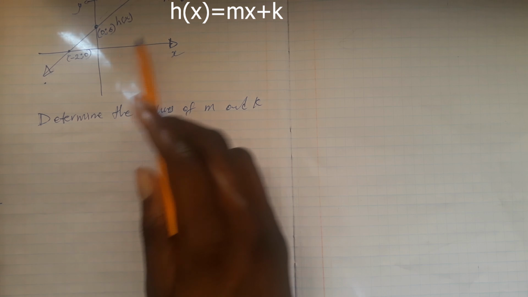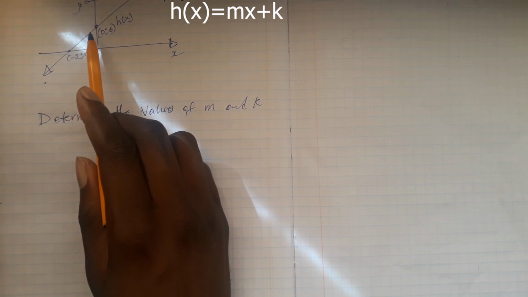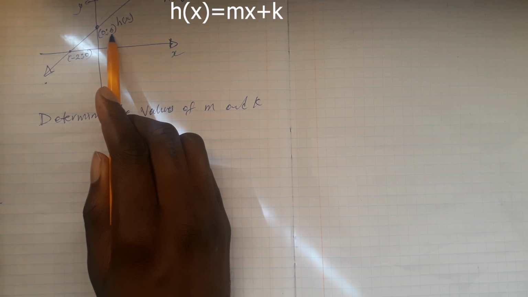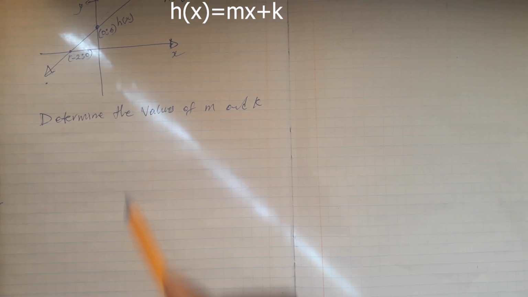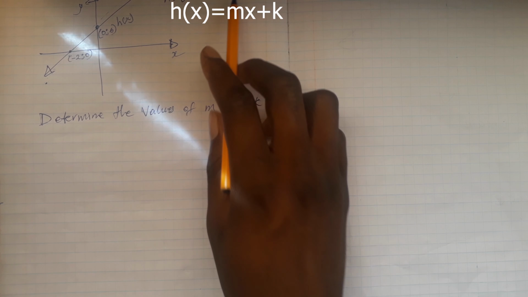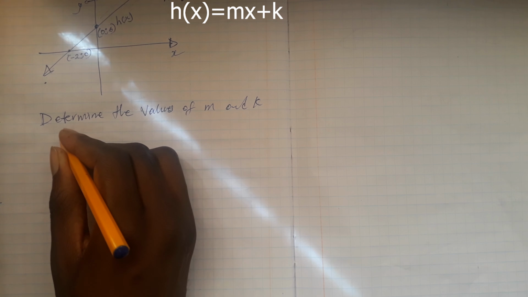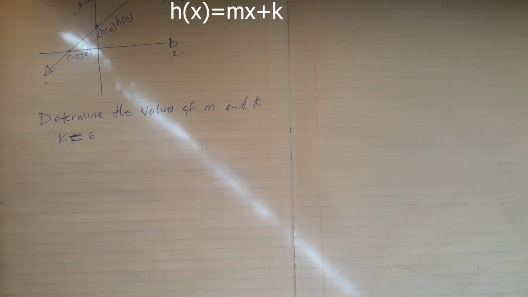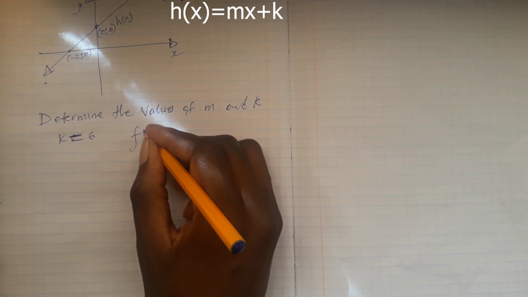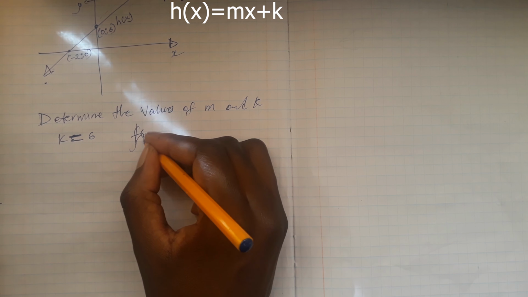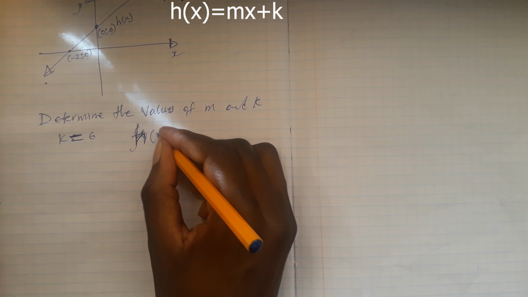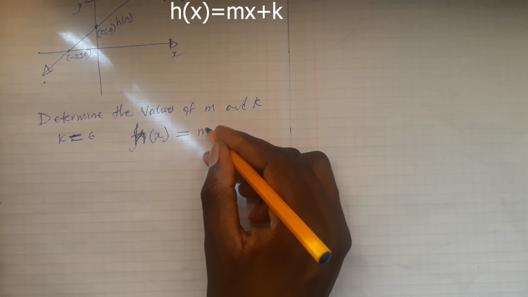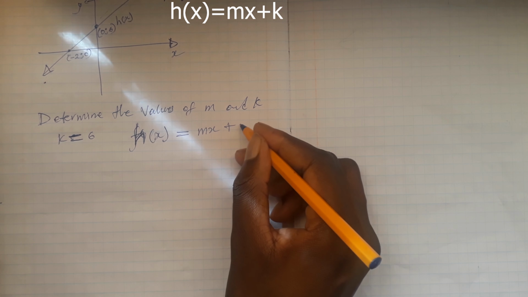Now let's look at the y-intercept on this graph. When you look at this point, this is the y-intercept, which is 0 and 6. What is y? y is 6. It means that the value of k is equal to 6. In other words, k equals 6. So this equation is going to be h of x equals mx plus 6.